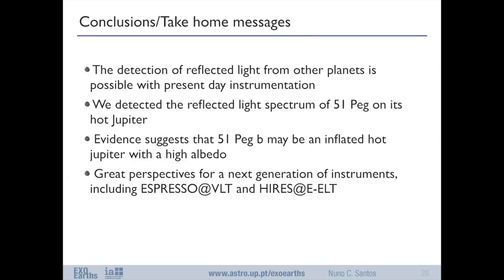So, the conclusions and take-home messages. We detected the reflected light spectrum of 51 Peg b, and this was done with present-day instruments on a small 3.6-meter telescope, though with a very, very stable spectrograph. We find evidence that 51 Peg b may be an inflated hot Jupiter with high albedo. And there are great perspectives for the future, for high-resolution spectroscopy, but also for ESPRESSO at the VLT.